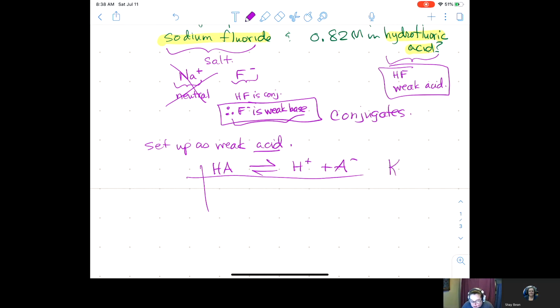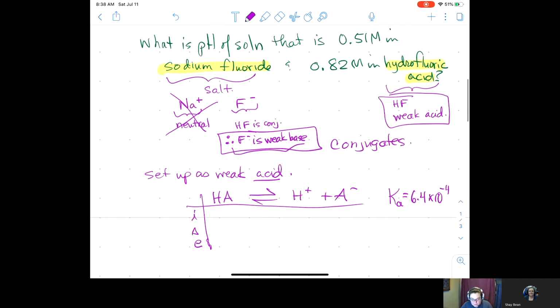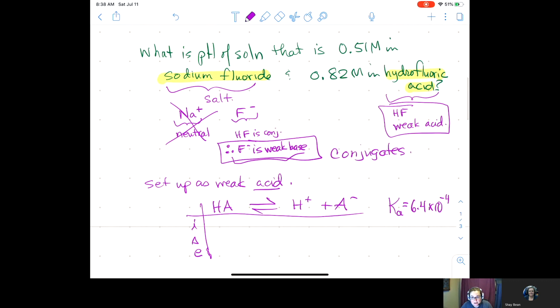I'm going to go ahead and look up the Ka for hydrofluoric acid. This was what was wrong originally on the problem, but hydrofluoric acid's Ka is 6.4 times 10 to the minus 4. I've got an initial, change, equilibrium, and now carefully look at that problem. My initial hydrofluoric acid, that's represented by the HA, is 0.82 molarity. And the initial H plus is 0, as usual.